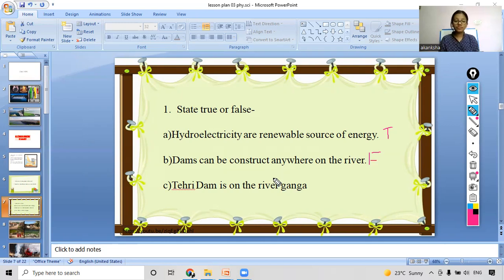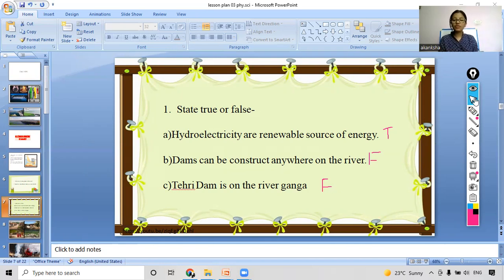Now coming to the third statement, Tehri Dam is on River Ganga. You have to answer this. I can see some responses. Some of you are right, some are wrong. It is false because it is not on River Ganga, it is on River Bhagirathi. So it is a false answer.